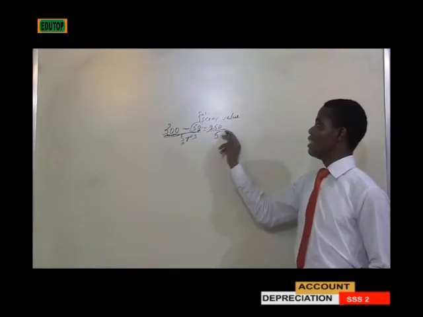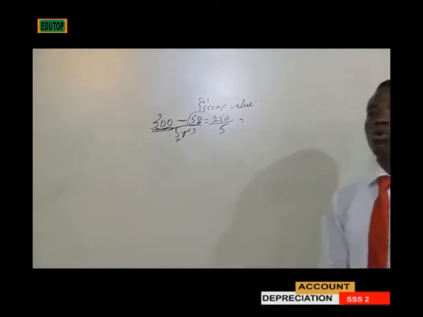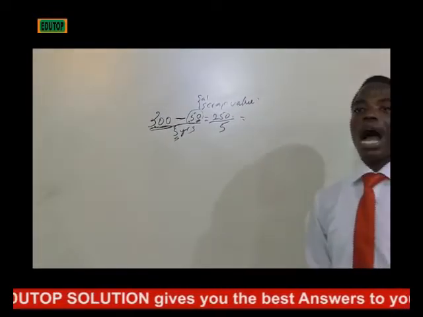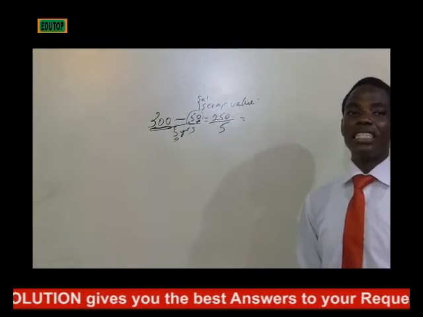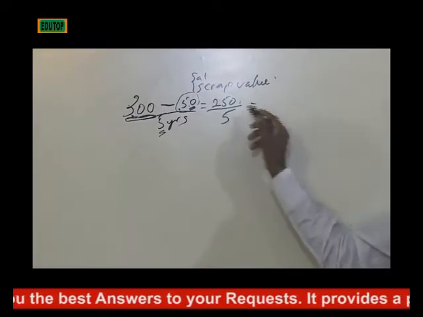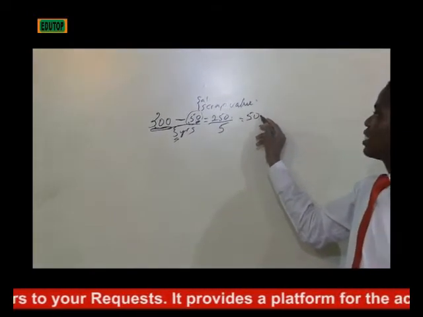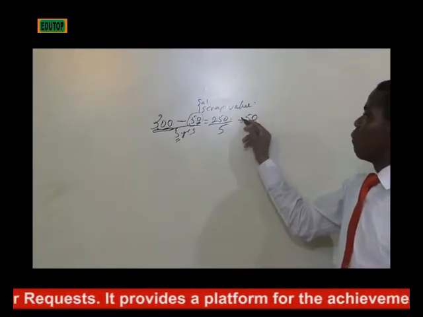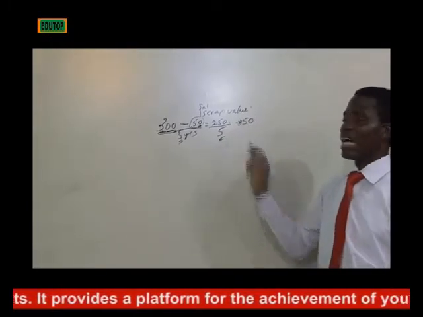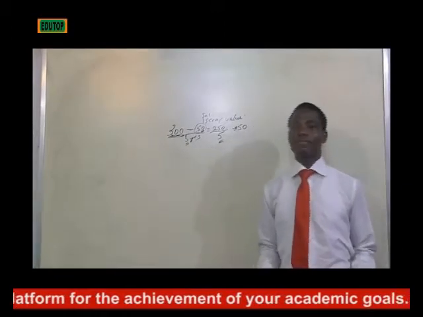Since the straight line method requires equal amounts, depreciation must be charged equally to the number of the years. So if you just divide 250 by 5, you see that 50 naira must be charged for 5 years. That is what the straight line method is telling us here.